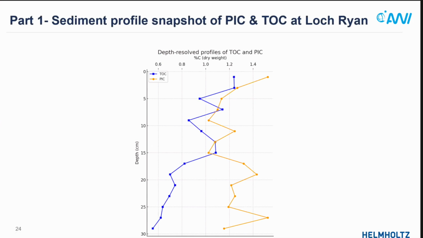So this is the inorganic and organic carbon at Loch Ryan. This is a single time sampling, so a snapshot basically. We see that at Loch Ryan, the total organic carbon is elevated up to 15 centimeters before it starts declining, and the inorganic carbon increases with increasing depth.